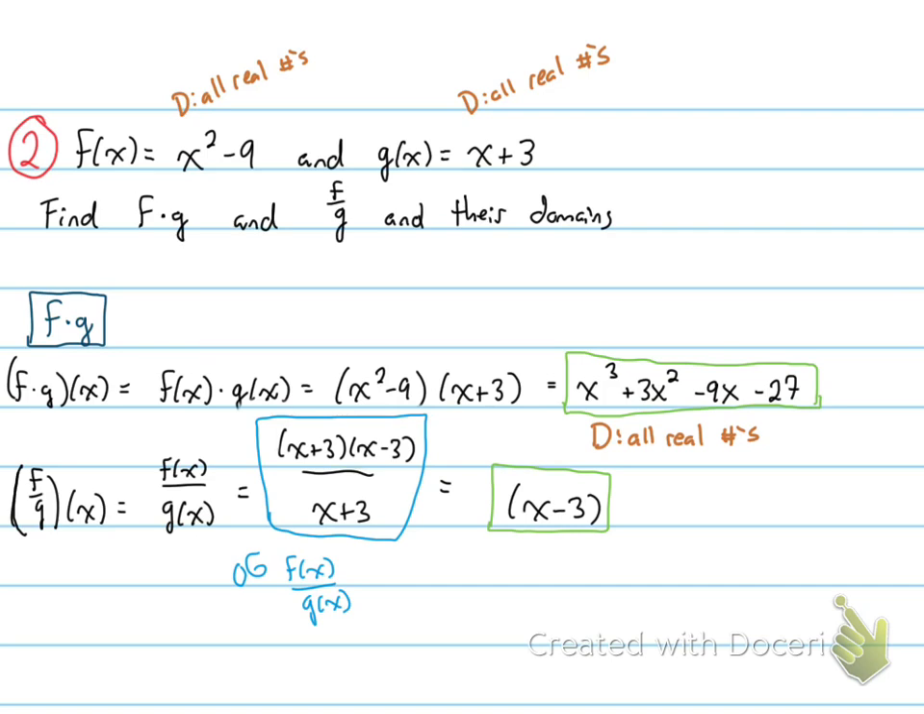So my domain for f of x over g of x is going to be all real numbers except for x equals -3. Again, it's important that we focus on the original equation here. If I just looked at that simplified answer, I wouldn't be able to determine any exclusions from the domain.